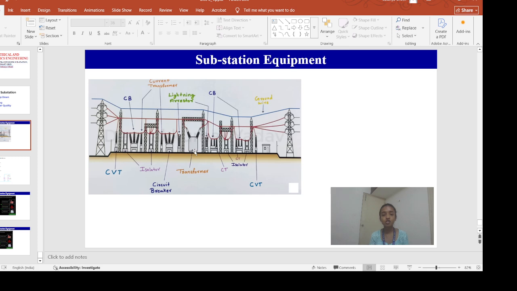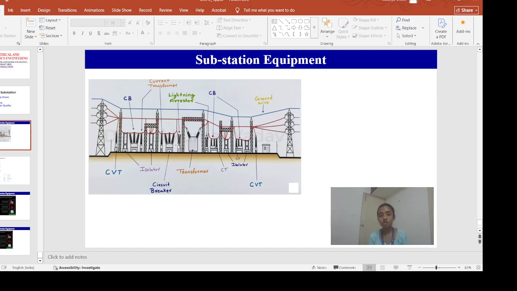The main function of the transformer, we know already. If we need to step up the voltage, we will use the step up transformer in the step up substation. If we need to reduce the voltage, then we will use the step down transformer in the step down substation. All other equipment in the substation is there to ensure that the transformer is performing well and working safely. That is the main function of all other equipment. So this is the transformer.